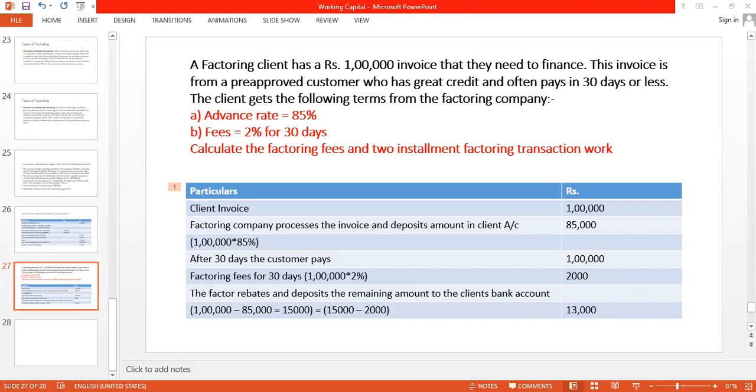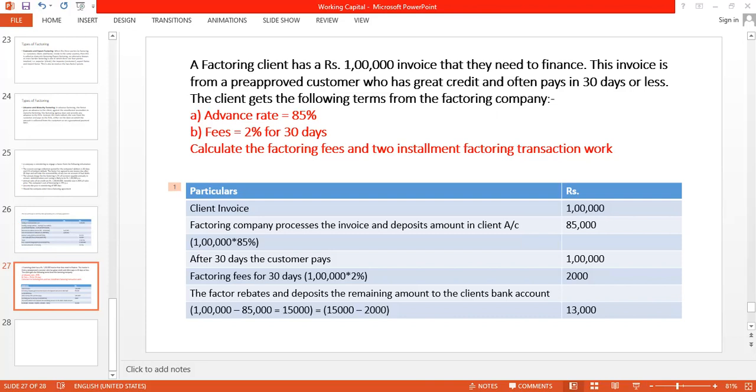Factor will wait for 30 days. After completion of 30 days, the customer will pay the invoice of 1 lakh. So now the factor received 1 lakh rupees, but he has given only 85,000 to the company. Factoring fees for 30 days is 1 lakh invoice value into 2% commission. 2,000 is the commission of the agent. The factor discounts the rebates, means discounts the amount and deposits the remaining amount to the client's bank account.